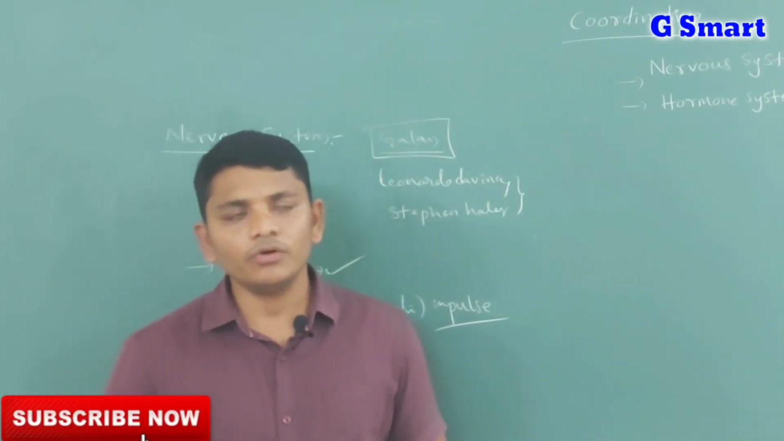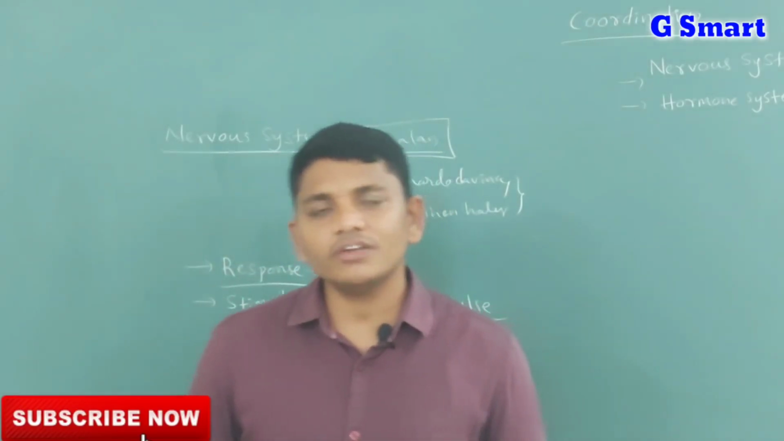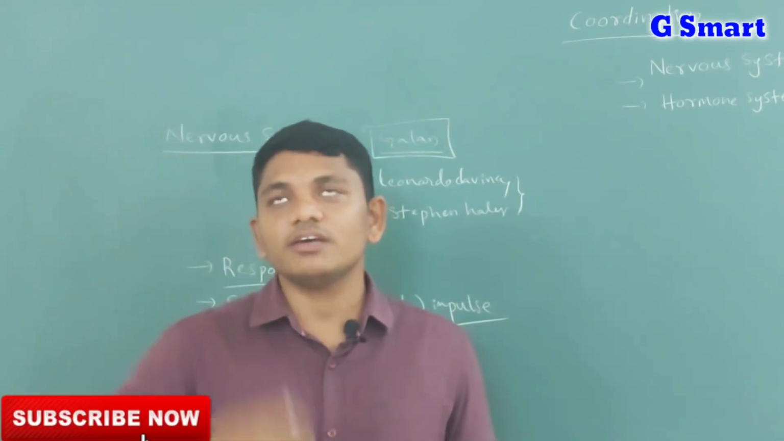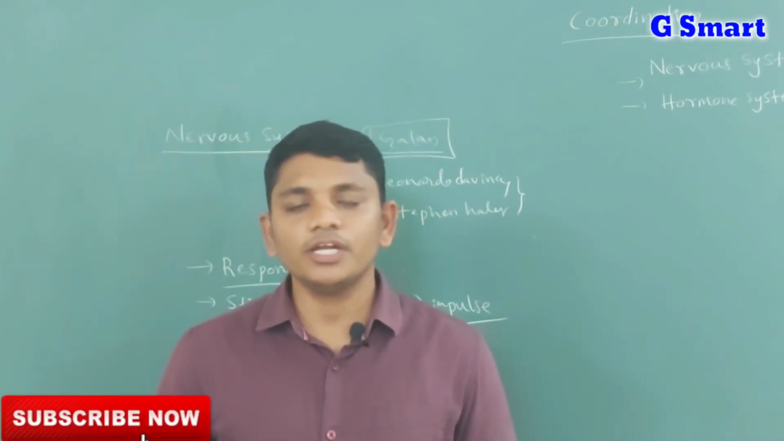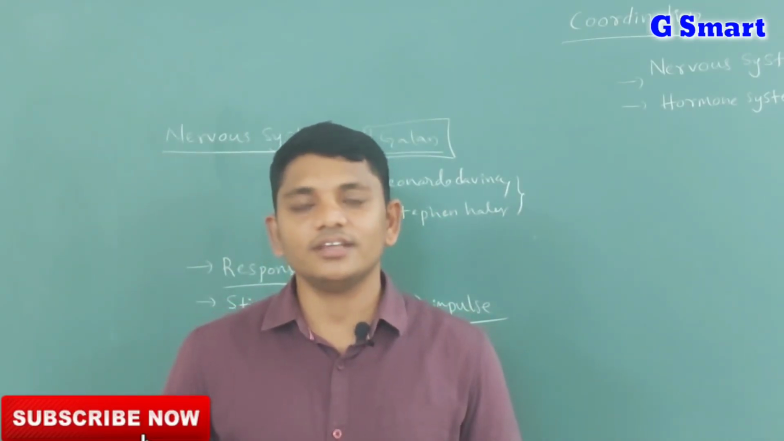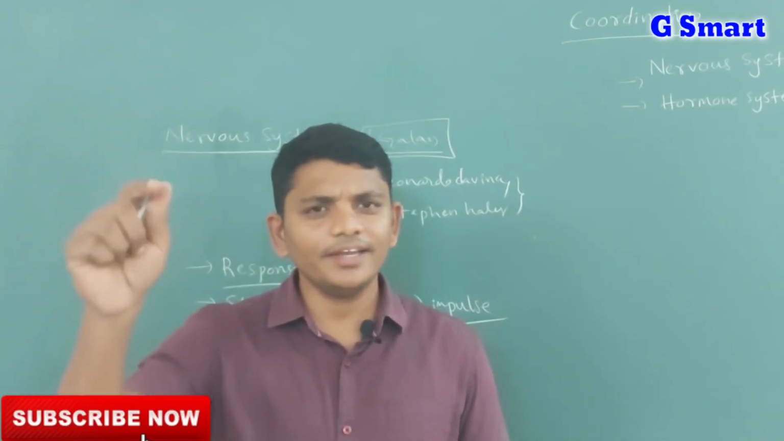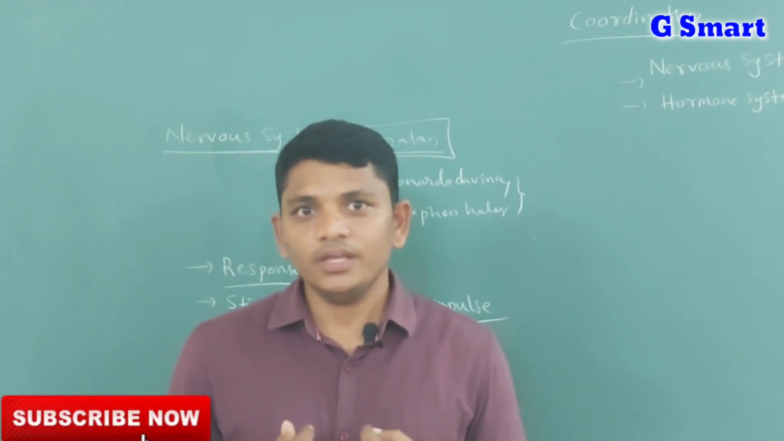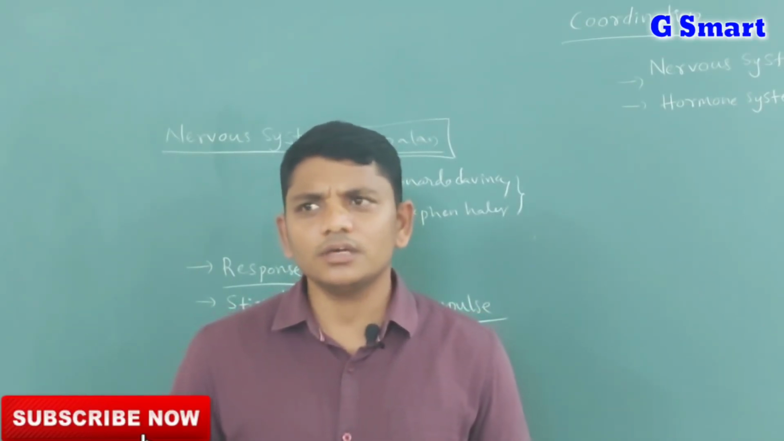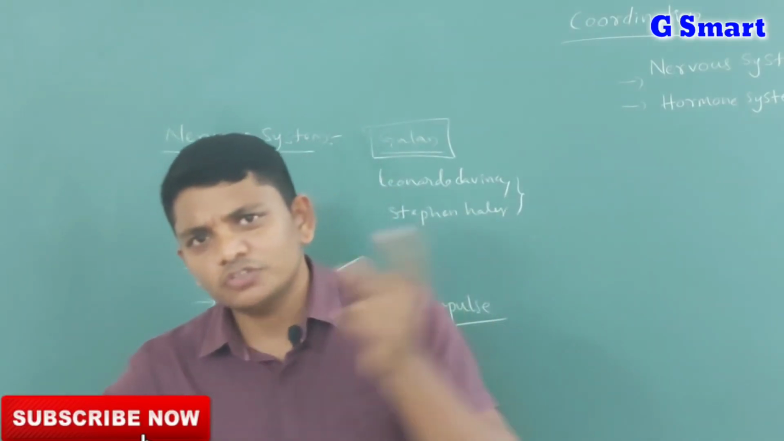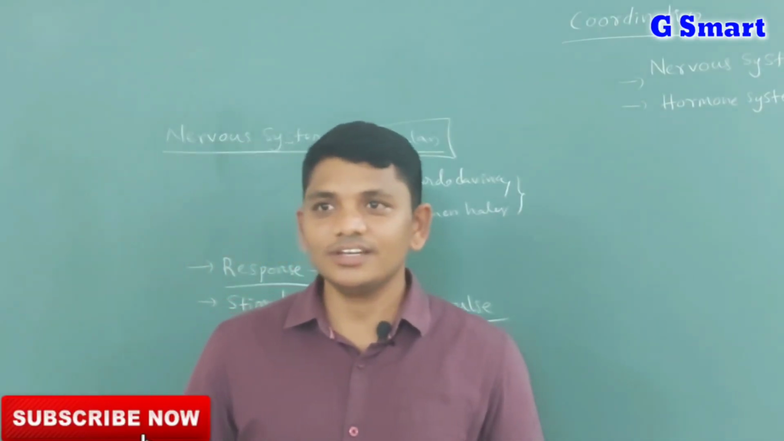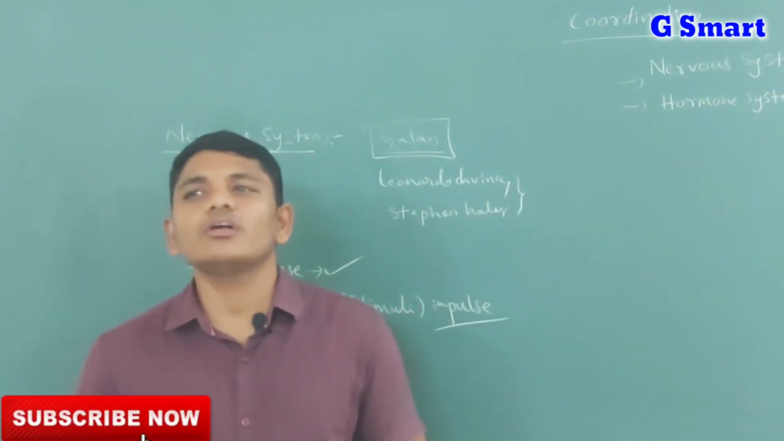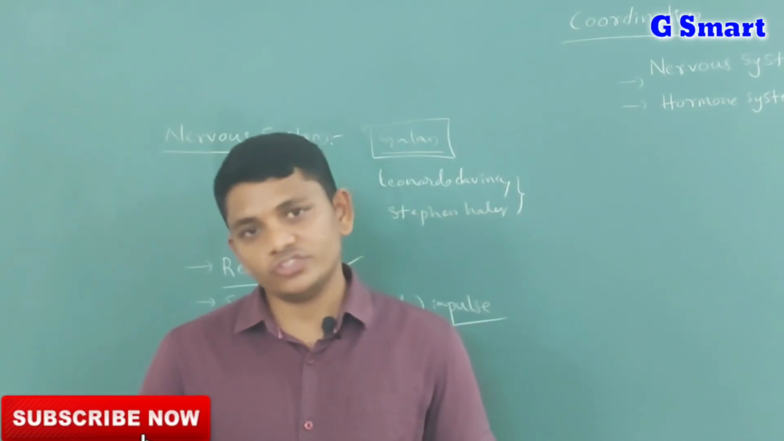For example, as you all know, when we go outside from the room, if sunlight falls on our eyes or face, immediately we close our eyes like this. So, the sunlight is an impulse, and closing of our eyes is a response. Like this, if any stimulus is there, there should be a response. Is it clear? Let us discuss the classification of our nervous system right now.